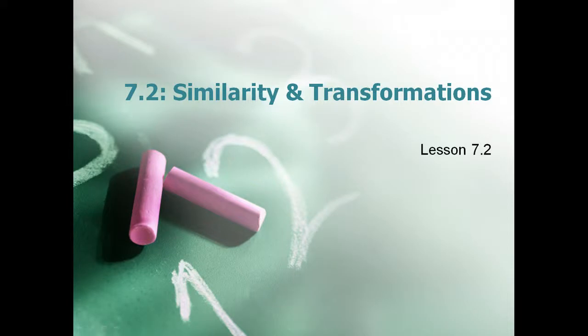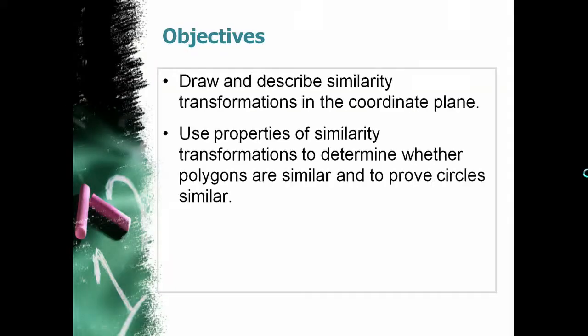Lesson 7.2, Similarity and Transformations. Your objectives are to draw and describe similarity transformations in the coordinate plane, and to use the properties of similarity transformation to determine whether polygons are similar and to prove circles similar.